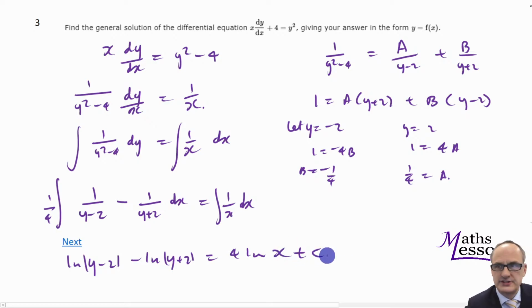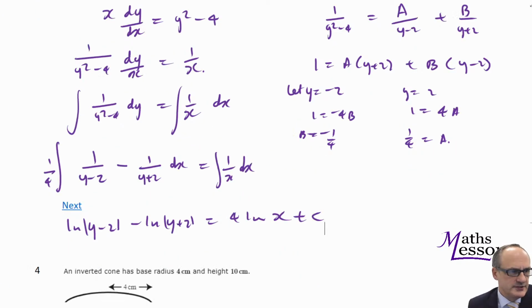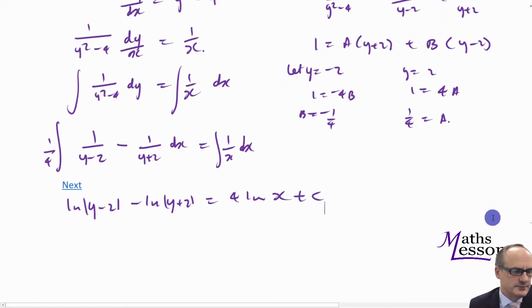And we've got 4c, but we don't really need to have 4c because that's just another constant. So I'm just going to make that c right off the bat. Now, let's just give ourselves a little bit more space. Let's scroll this down. Let's have a space.